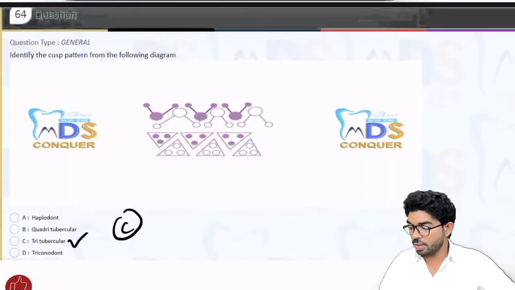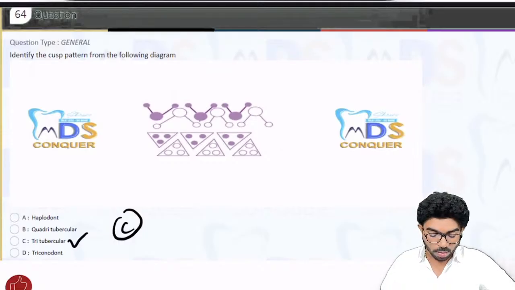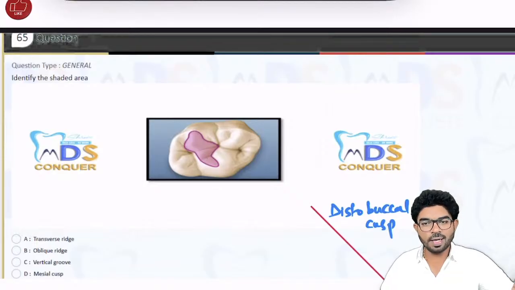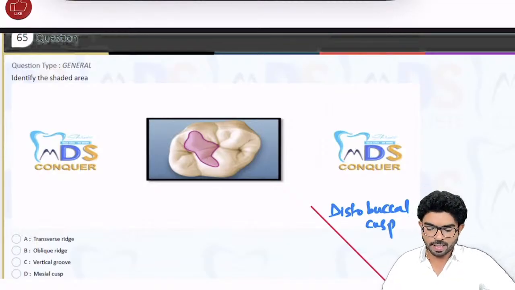So with that we are done with question number 64 and moving to question number 65. Question number 65 is a straightforward diagram based question. All these diagrams were discussed by Divya ma'am. Okay, so all these diagrams are discussed by Divya ma'am.